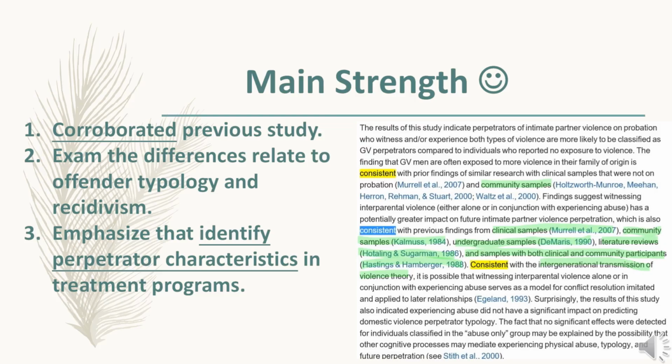Here are some main strengths of this article. Looking at what I highlighted, you can see this article confirms some previous studies. In addition, this article examines the difference related to offender typology and recidivism, which no previous study has measured. What's more, this article emphasizes identifying perpetrator characteristics in treatment programs.